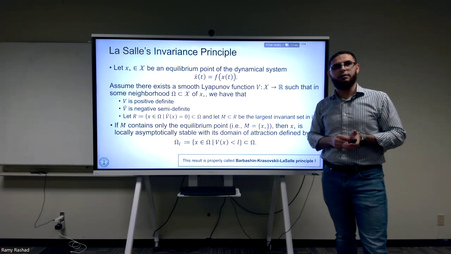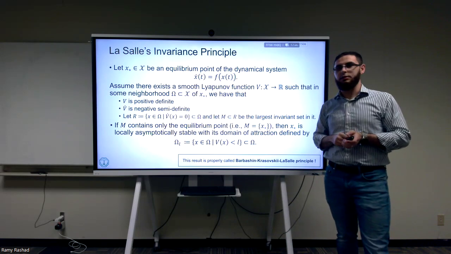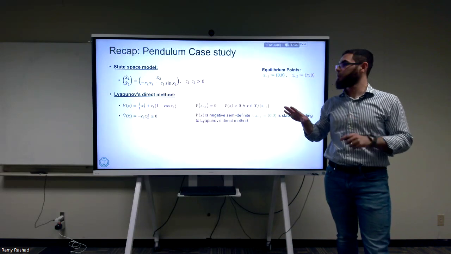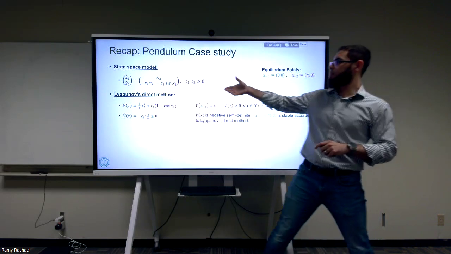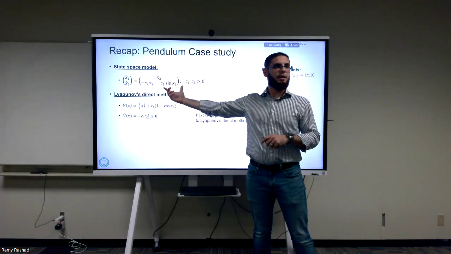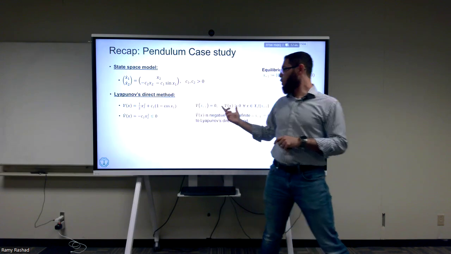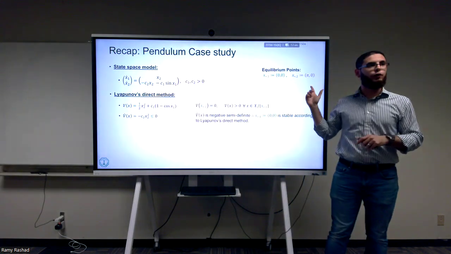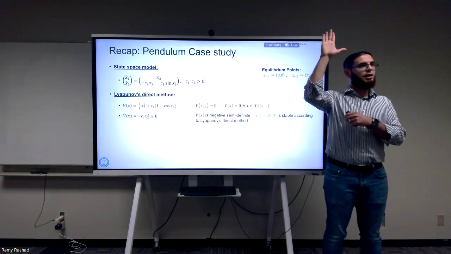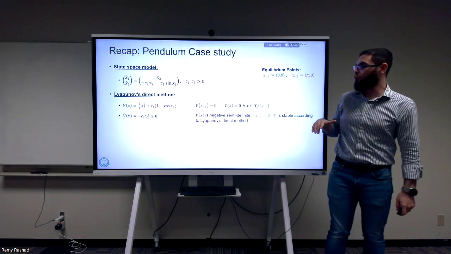I'm going to come to that in the end. I'll summarize that in the end. But let's look now at this example. This is the pendulum case, the state space model. We have this nonlinear system. We showed earlier that we had two equilibrium points, the one downwards and the one upwards, statically, not moving.